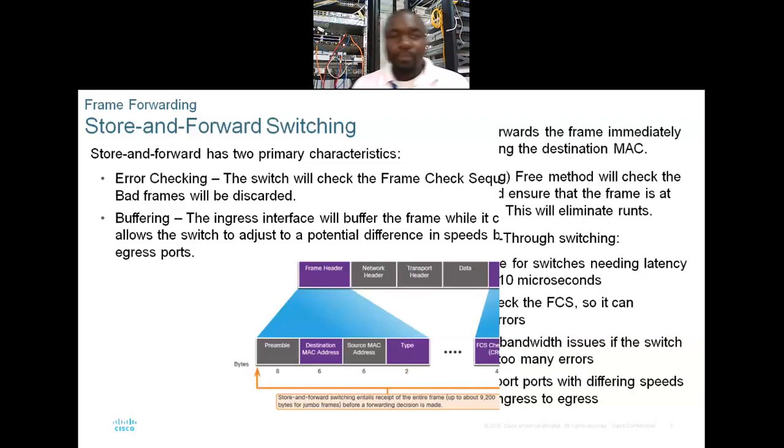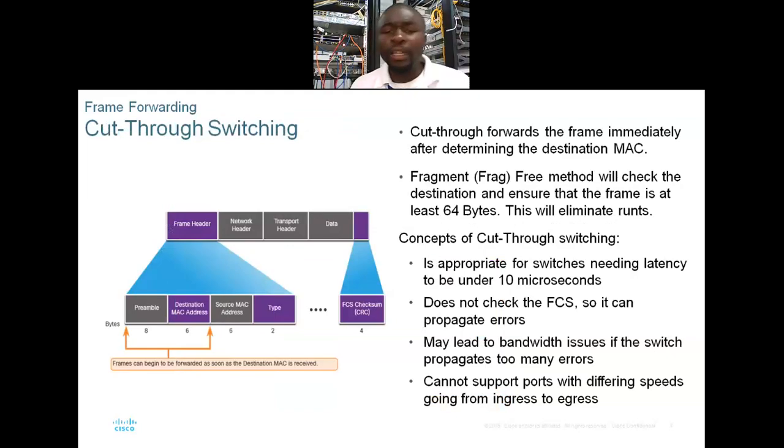All right? But the cut-through forward, on the other side, we call it fragment free, all right? The fragment-free method will check the destination and ensure that the frame is at least 64 bytes, all right? It's at least 64 bytes. And the 64 bytes contains at least the destination MAC address and then the preamble.